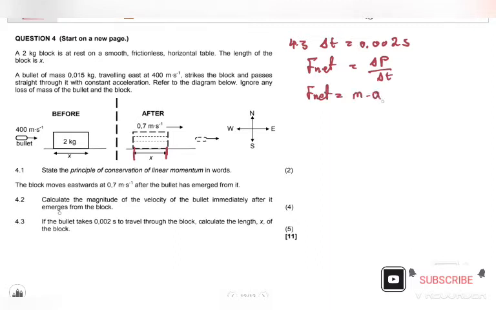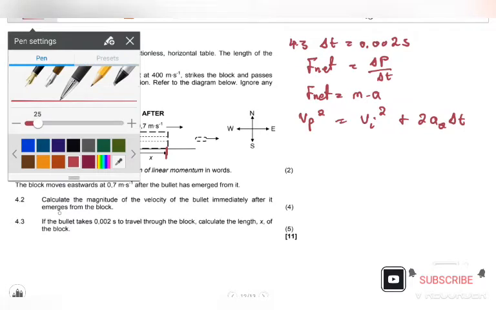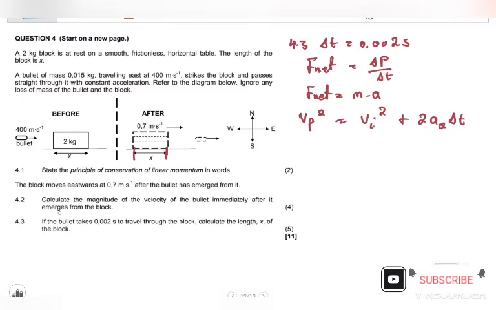So if you have acceleration, you have this formula again. Let me just use the simple one: v final squared is equal to v initial squared plus 2a times the change in x. This is the formula that you must use when you're supposed to find the change in x, which is a displacement.